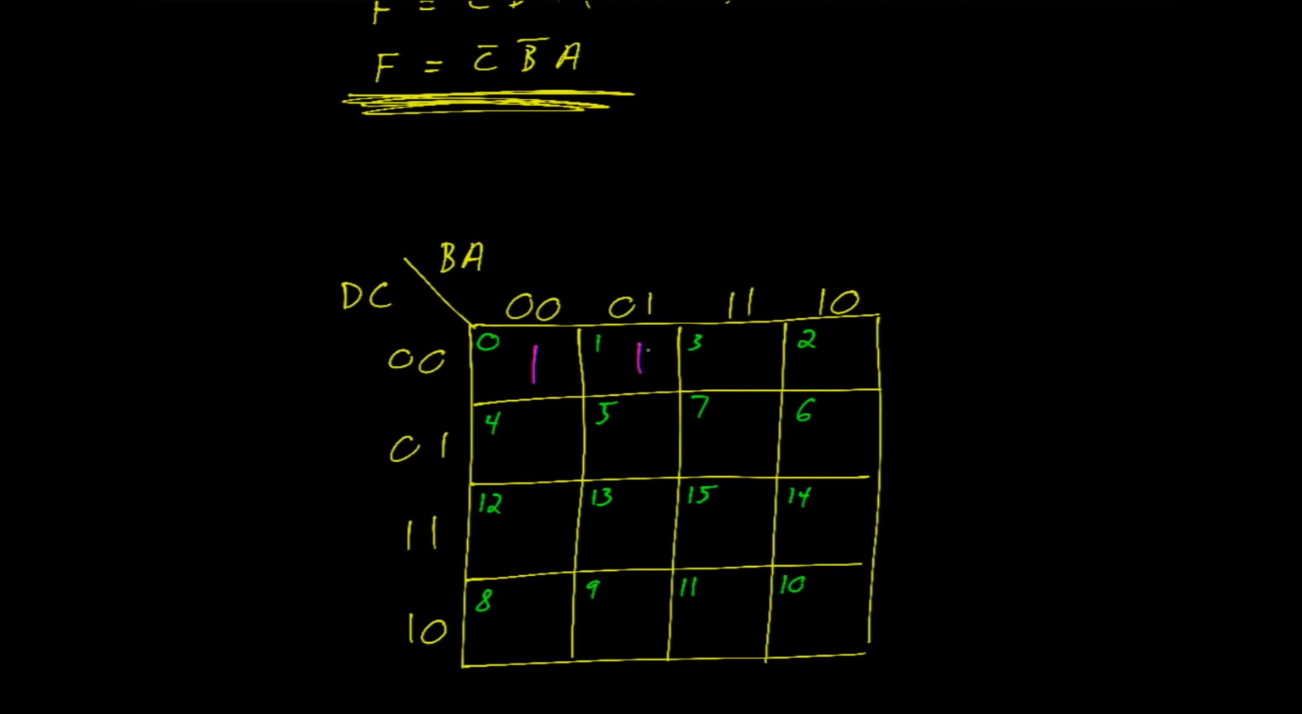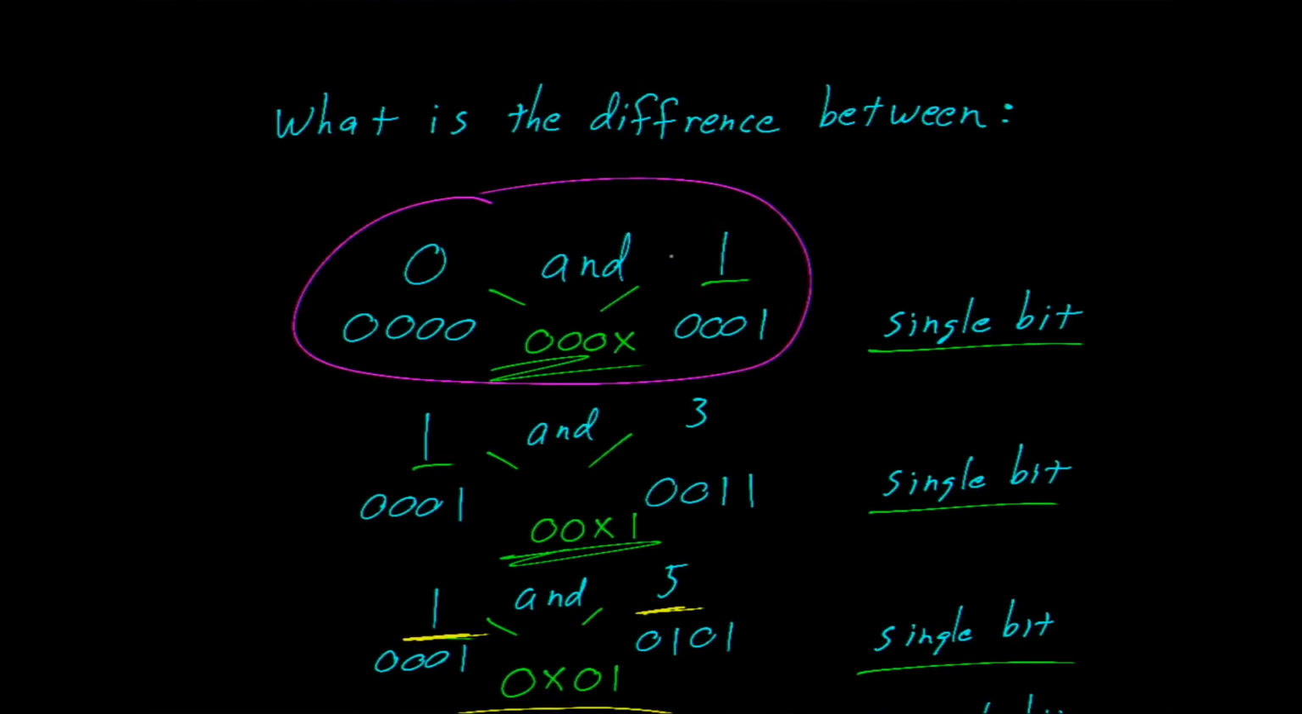If a function contains minterms 0 and 1, there is a 1-bit difference between the two. These two terms can be simplified to D naught, that's this one here, C naught, that's this one here, and B naught. The circuit is no longer sensitive to A. And that is exactly what we wrote up here. It is D naught, C naught, B naught, and no longer sensitive to A.